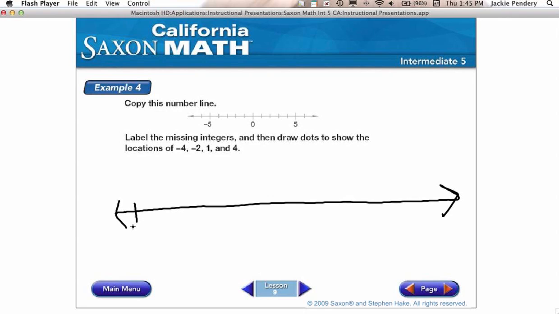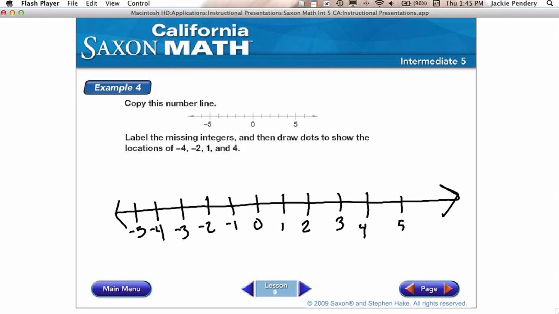So we're going to start with -5, -4, -3, -2, -1, 0, 1, 2, 3, 4, and 5. So here's my number line. I've done this first step. Label the missing integers. Did that step.